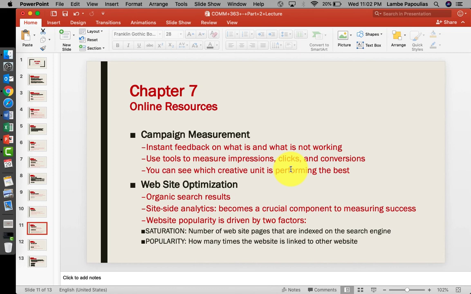Website optimization. These are the organic search results, such as that first thing that came up with the Lakers tickets was Ticketmaster. These are site-side analytics. This becomes a crucial component to measuring success. And the website popularity is driven by 2 factors, the saturation and the popularity. So the saturation are the number of website pages that are indexed on the search engine. And then the popularity is how many times the website is linked to other websites.